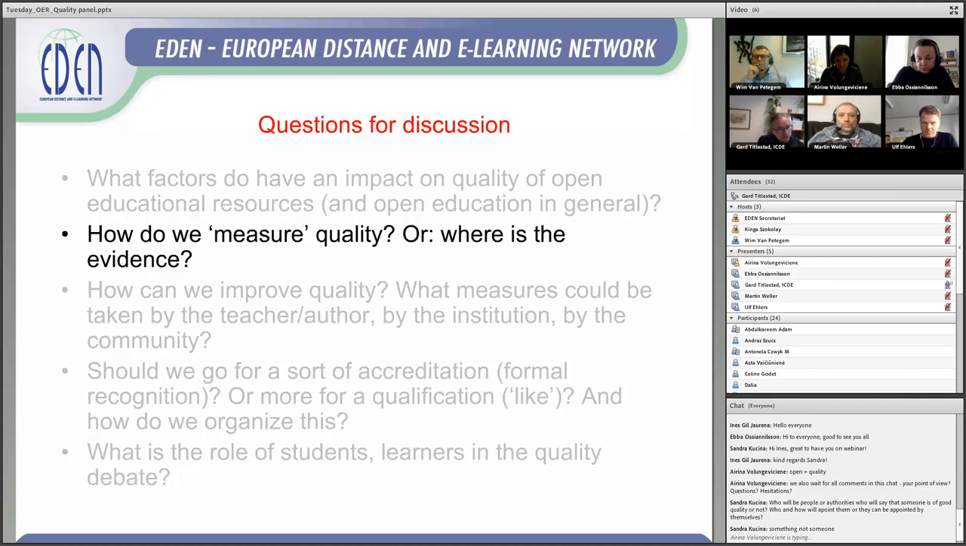So in that situation, if it had low quality, I think there will be no massive attack on the OER. So that is at least my first reflection. The next thing is that with the internet came a number of questions.